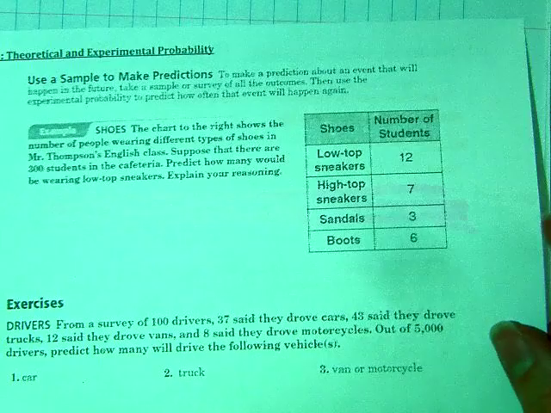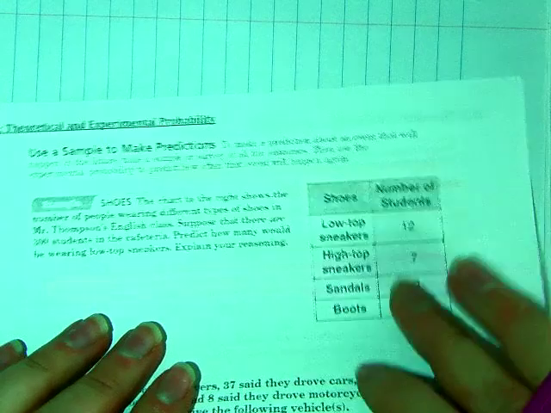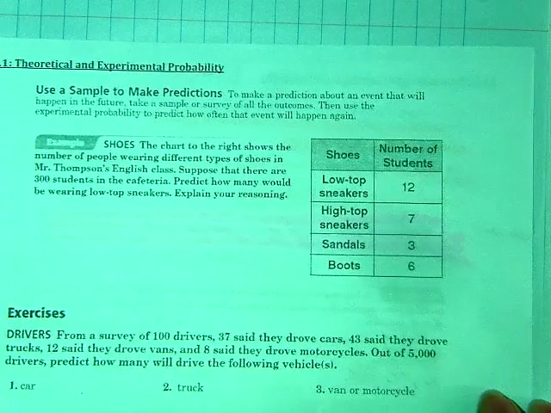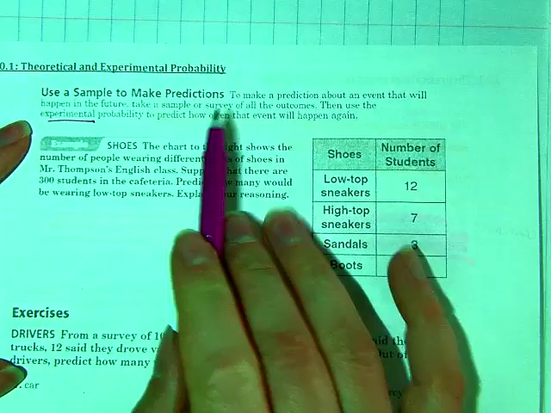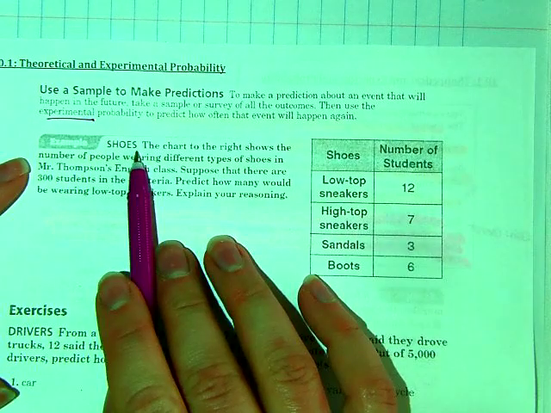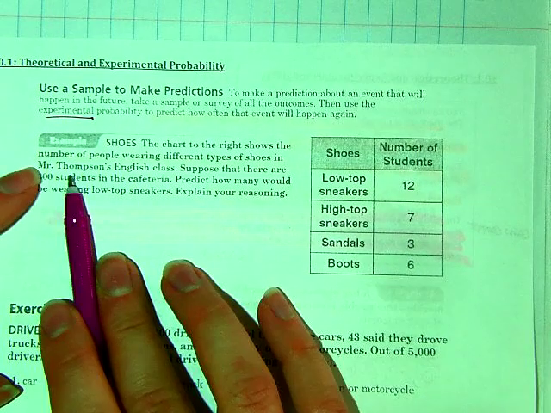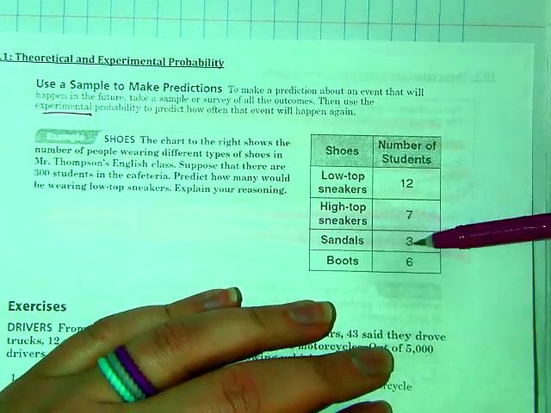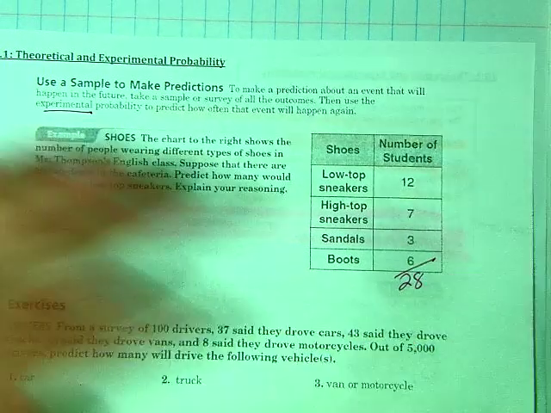So make sure you simplify your fractions. On to the back, sometimes you can make predictions when you know the probabilities. It says use a sample to make a prediction. To make a prediction about an event that will happen in the future, take a sample or survey of all the outcomes. Then use the experimental probability to predict how often that event will occur. So this one says shoes. The chart at the right shows the number of people wearing different types of shoes in Mr. Thompson's English class.